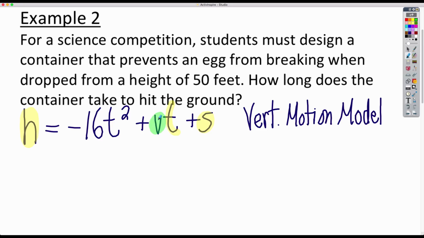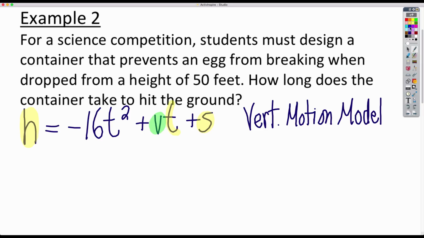The reason that there's negative 16 is because this has to do with gravity. The force of gravity is 32 feet per second, something like that. So that's half the force of gravity pulling down. So now we need to fill in what we know.